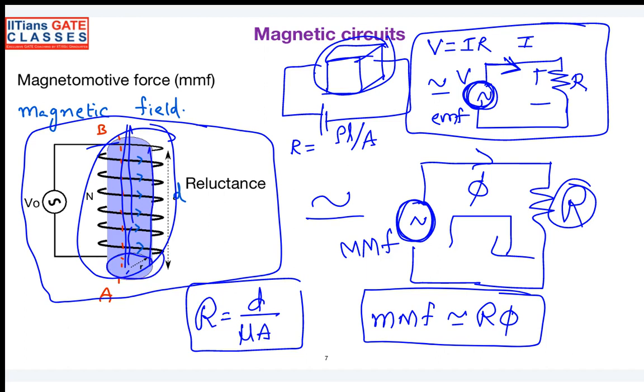You can see here there is an analogy between electrostatics and magnetostatics. Are you getting that point? Comparison? Is that A is potential? What potential? No, I told you A is nothing but the area of cross section here. A is the cross section of the solenoid.